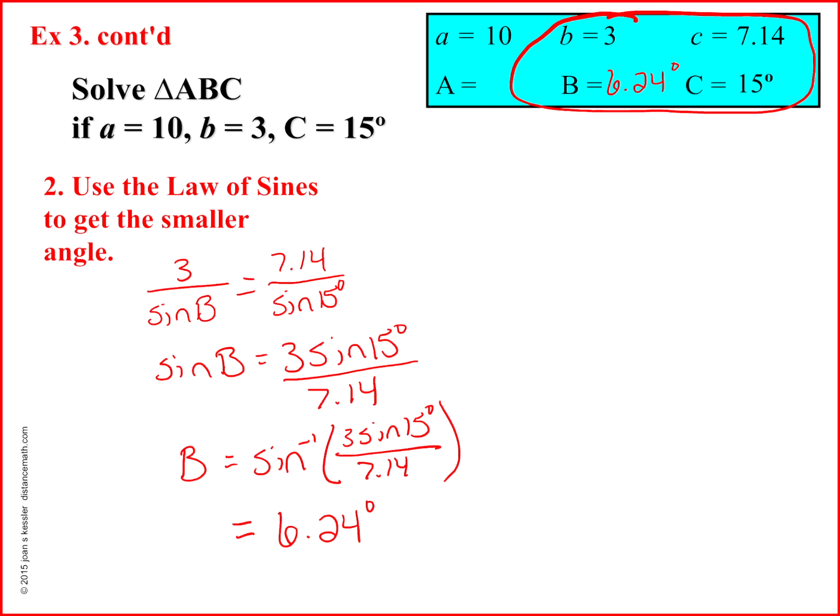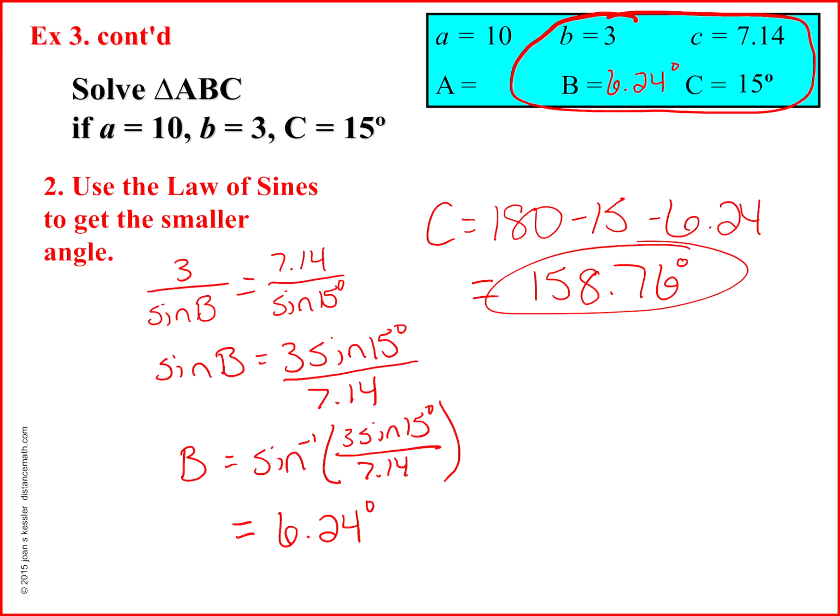And then to solve for C, we just do 180 minus 15 minus 6.24. And that would give us 158.76 degrees.